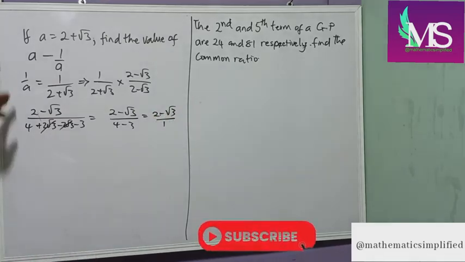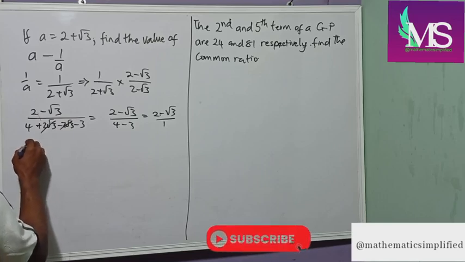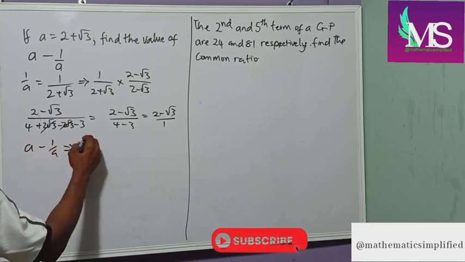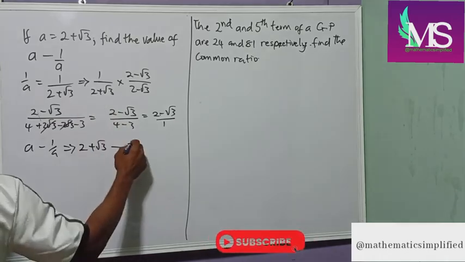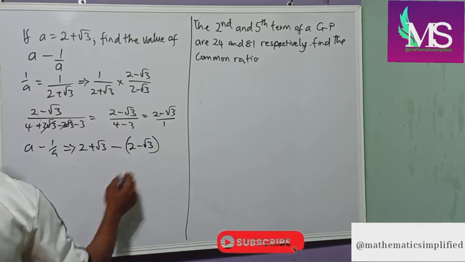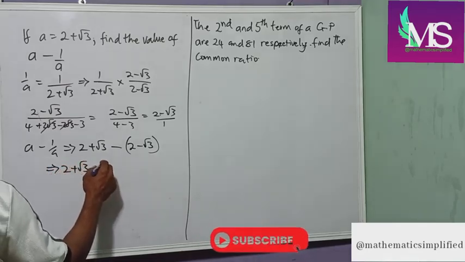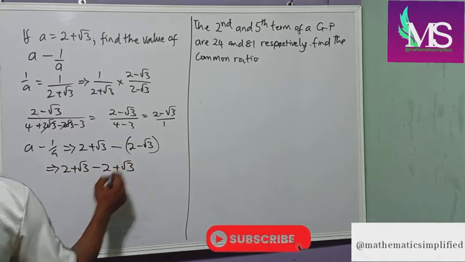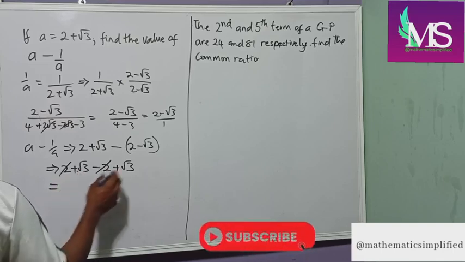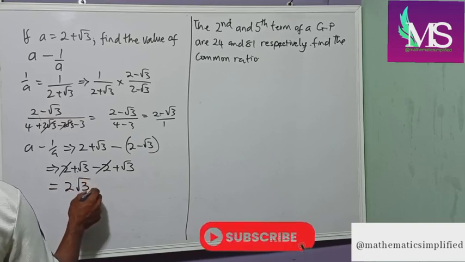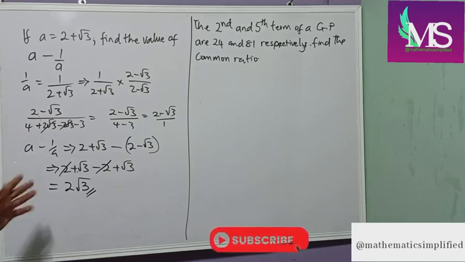Okay, now knowing that our 1 over a is 2 minus root 3 and our a is 2 plus root 3, so a minus 1 over a is going to be 2 plus root 3 minus 2 minus root 3. Okay, opening up this bracket, we have it as 2 plus root 3 minus 2 plus root 3. 2 minus 2 will cancel out, leaving us with 0. So this gives us 1 plus 1, 2 root 3. So our value for a minus 1 over a is 2 root 3.